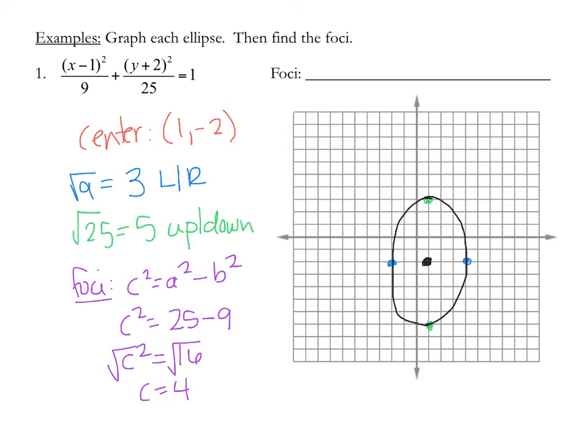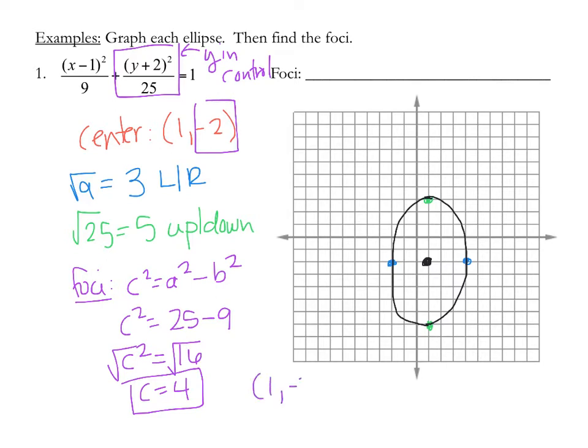But that has to now be added on from the center. That's the movement we're going to add on to the center. We have to pay attention to what's in control. So if I looked back over here, it was the y that had the bigger number. So that tells me y is in control, which means that 4 is going to get added and subtracted onto the y coordinate of the center. So it's going to be 1, -2 plus 4, and the other foci point will be 1, -2 minus 4.